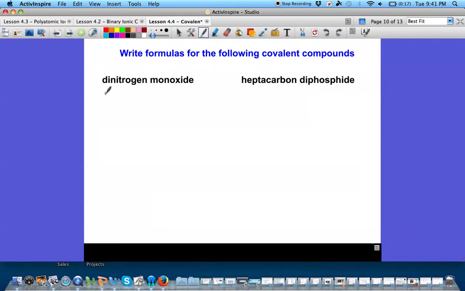You have 2 more examples. Go ahead and pause the video and try those on your own. Welcome back. Dinitrogen monoxide, N2 for di, O. And then heptacarbon diphosphide. So carbon, hepta is 7, phosphide, phosphorus, and we have 2 of those for di. So C7P2.